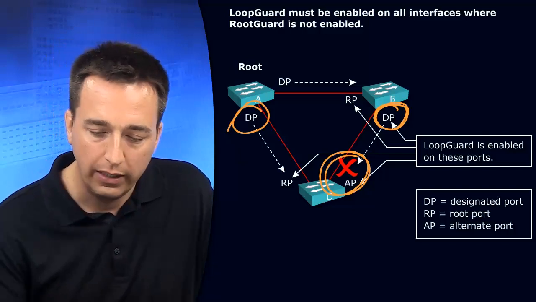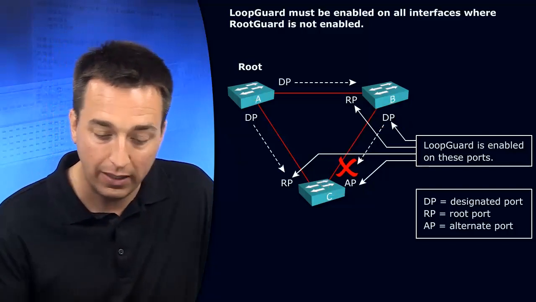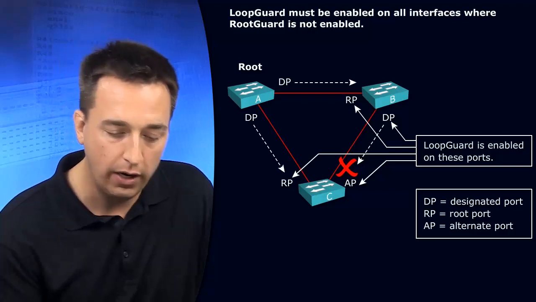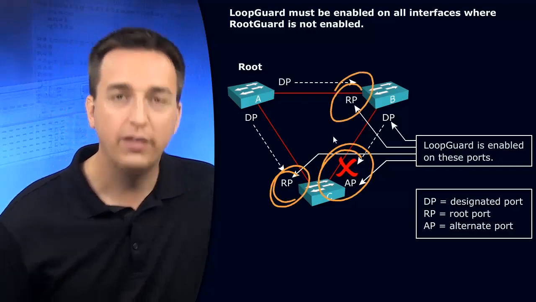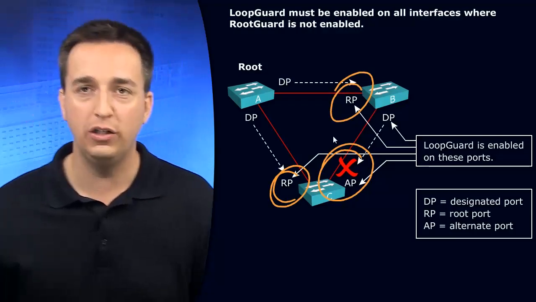So in reality, in most cases, you're going to spend time configuring LoopGuard on the blocked ports in the topology, as well as those ports that are the root ports pointing to the root bridge.